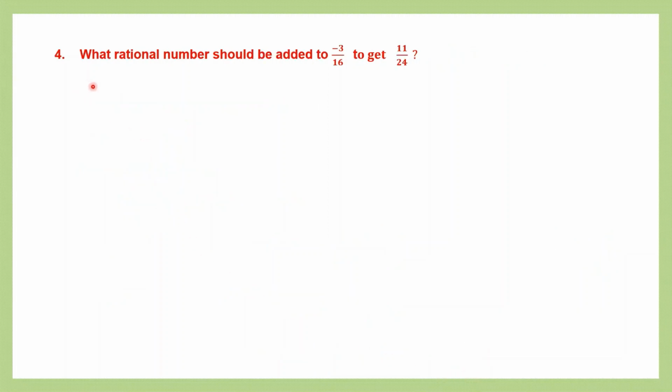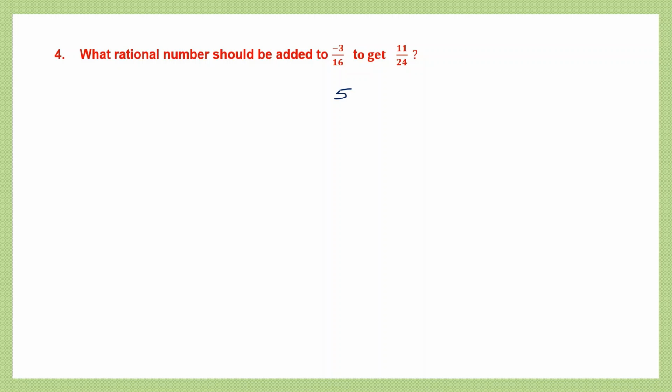Question 4. What rational number should be added to minus 3 by 16 to get 11 by 24? Okay, now let's take a simple example. Instead of minus 3 by 16, I can write, so this is just to help you understand, instead of minus 3 by 16, I've written 5.